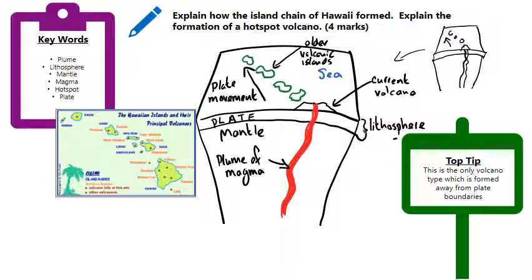Well, let's go through it before we even answer the question, because it's a bit of a weird one. As it says on the top tip down the bottom there, it's the only volcano type we're going to look at which is formed away from the plate boundaries. There's still a little bit of a question about how they're formed. There's still some debate. Essentially, what we're looking at is a combination of two factors. This plume of magma comes from very low down in the mantle.